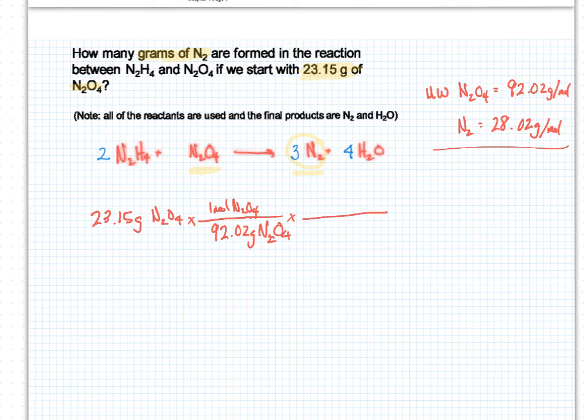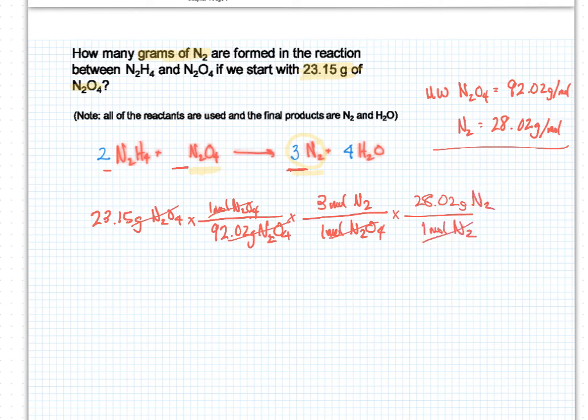now we need the stoichiometric ratio. We're going to switch between one species and another. So now I need 3 moles nitrogen for every 1 mole N2O4. It's really good practice to cancel out units so you know what's left. And now my last step can be 28.02 grams N2 for every 1 mole of N2. Moles of nitrogen will cancel moles of nitrogen.